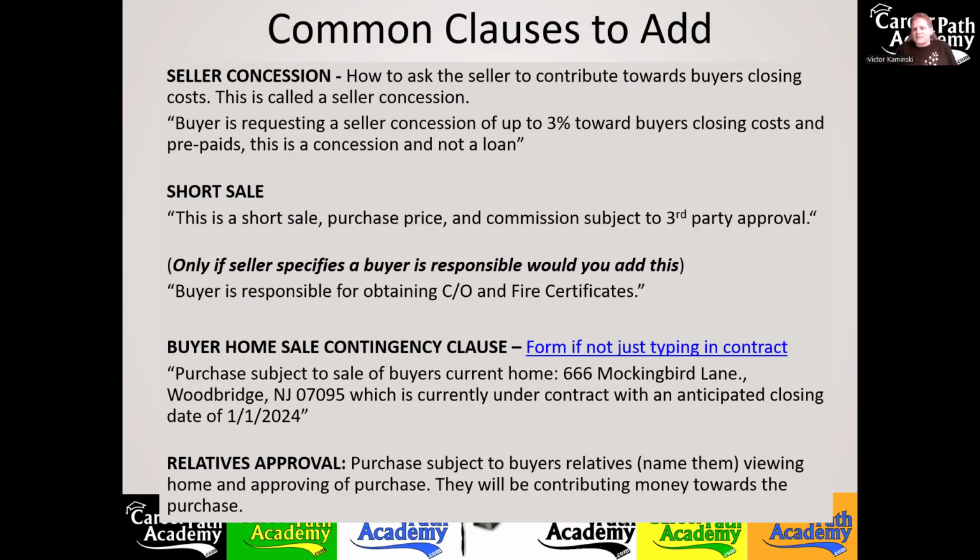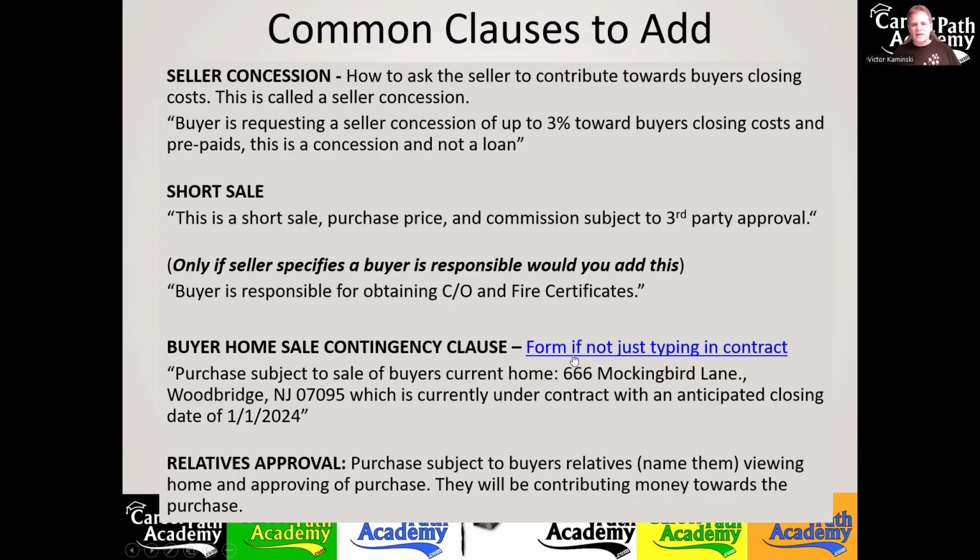Because the seller could say, wait a minute, you're asking us to accept the property subject to the sale of your current home and you haven't even put it on the market for sale yet? They may want it to be on the market for sale already. It'd be even better if it's already under contract with an anticipated closing date, and then you'd spell it out if you got all that information. But either way, you should spell out what the status of it is if that purchase is subject to the sale of that buyer's property.